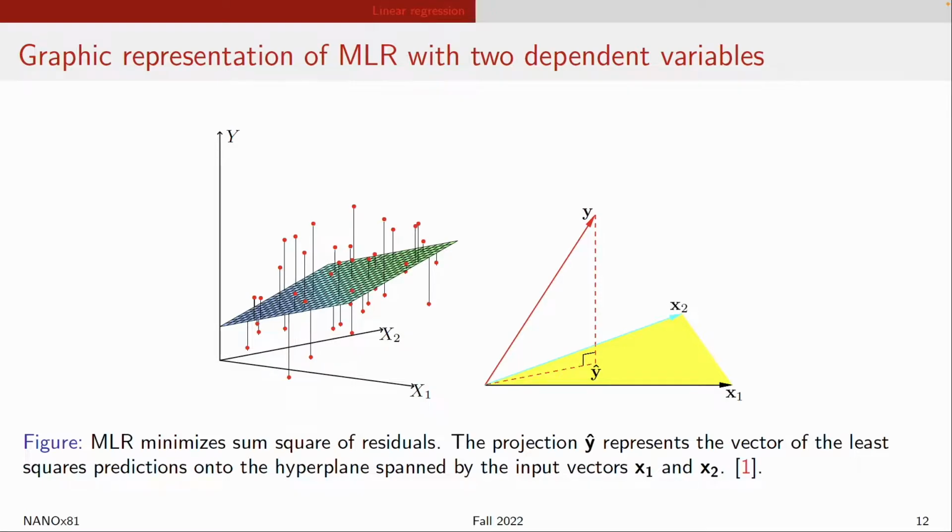So what you're trying to optimize is basically you're trying to find that surface that minimizes the sum of the square of the distances to each of those, to the surface, okay? All right.